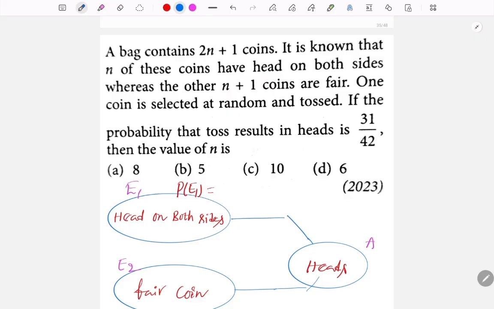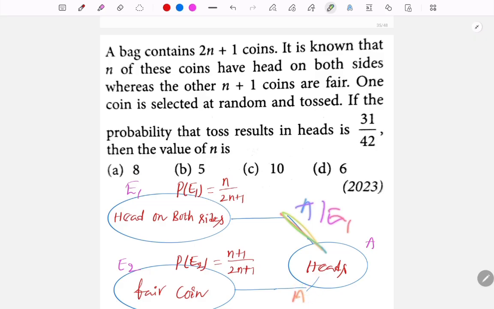Write down those answers. P of E1 is equal to, what is favorable here? n by total outcomes 2n plus 1. Next one, P of E2 is equal to first favorable. How many are there? n plus 1 coins for fair coin. So write down n plus 1, total outcomes in this experiment 2n plus 1. Next, write this part also, right? What is this part called? It is A by E1.